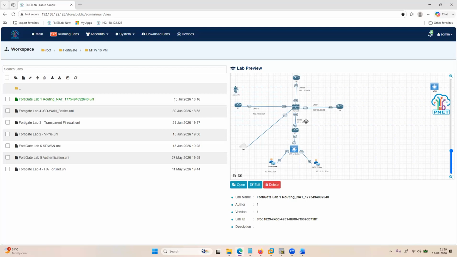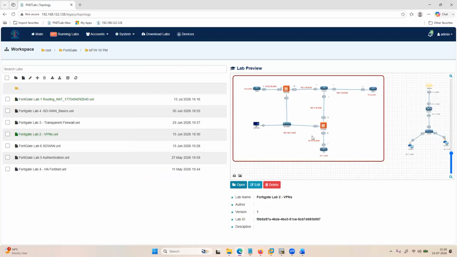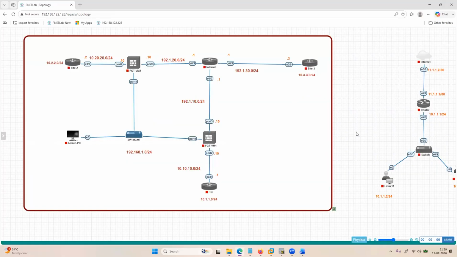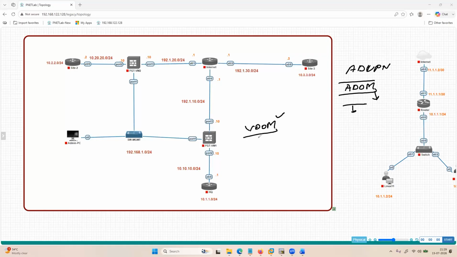Yes, someone was asking some question. Please go ahead. Sir, are we going to see the ADVPN concepts? Yes, you are going to see it after your SD-WAN. Not only ADVPN, boss, you are going to see the ADOM concept as well. Have you heard about ADOM? I have heard about VDOM.